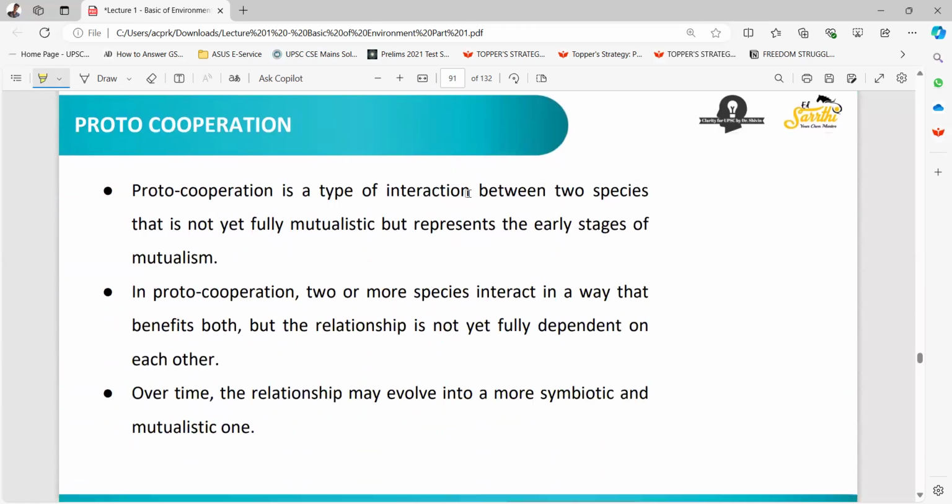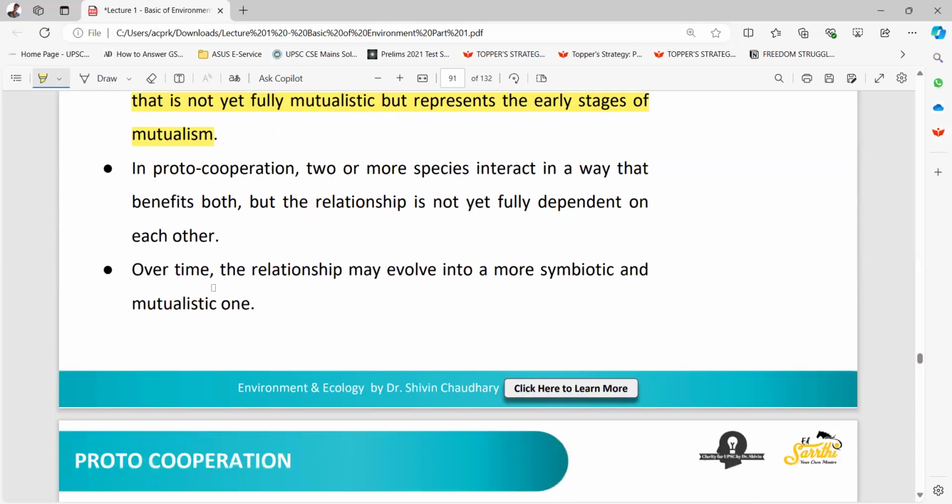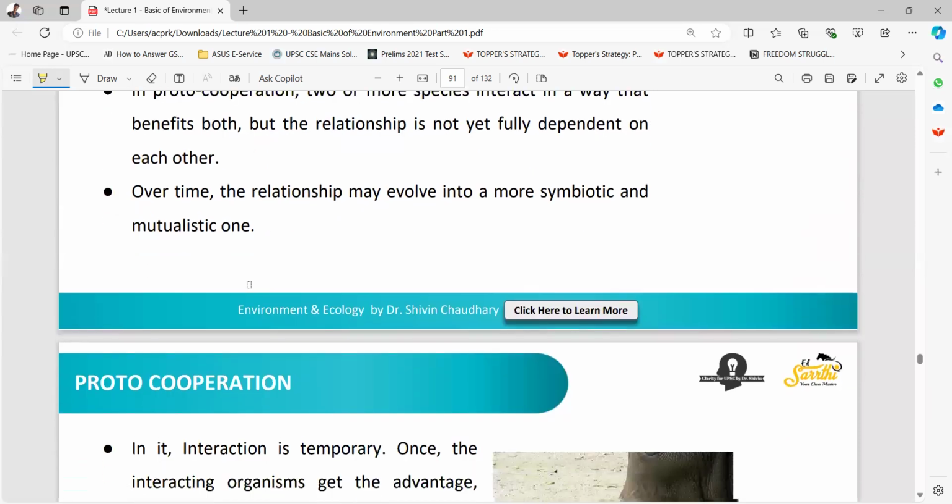Protocooperation is a type of interaction between two species that is not yet fully mutualistic, but represents the early stages of mutualism. In protocooperation, two or more species interact in a way that benefits both, but the relationship is not yet fully dependent on each other. Over time, the relationship may evolve into a more symbiotic and mutualistic one.